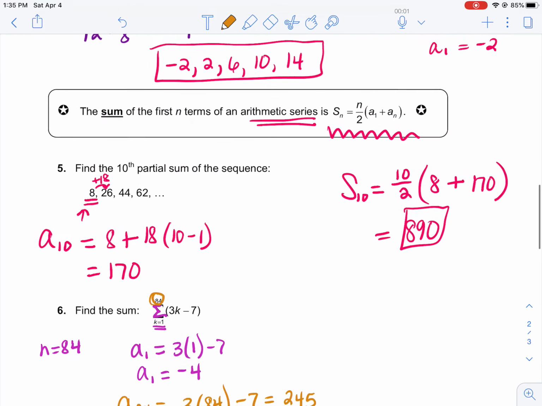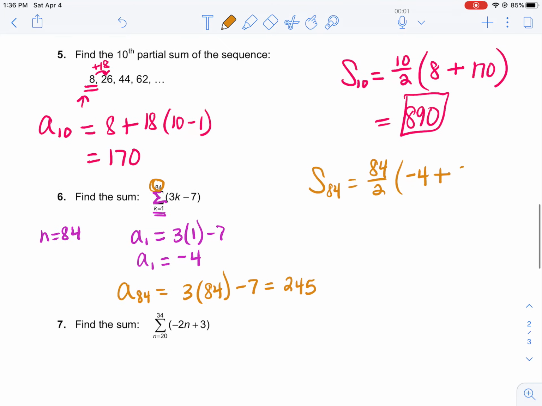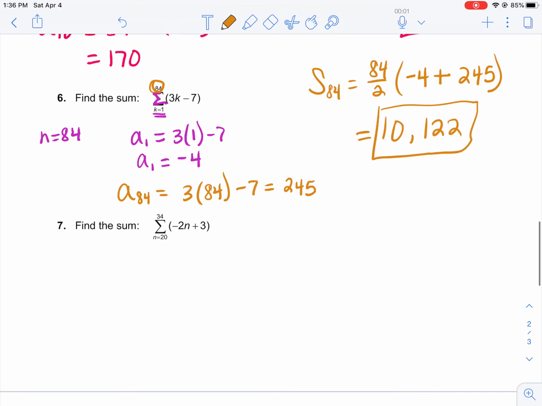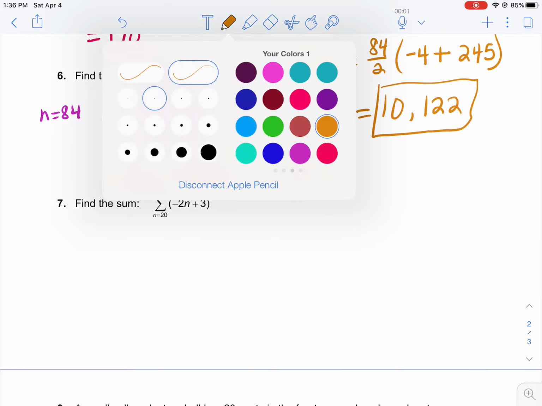So now I can use the sum formula that we learned right here. I'm taking the sum of 84 terms. So that would be 84 divided by 2 times the first term in this sequence, which is negative 4, plus the 84th term in this sequence, which is 245. 241 times 42 is equal to 10,122 for that one.